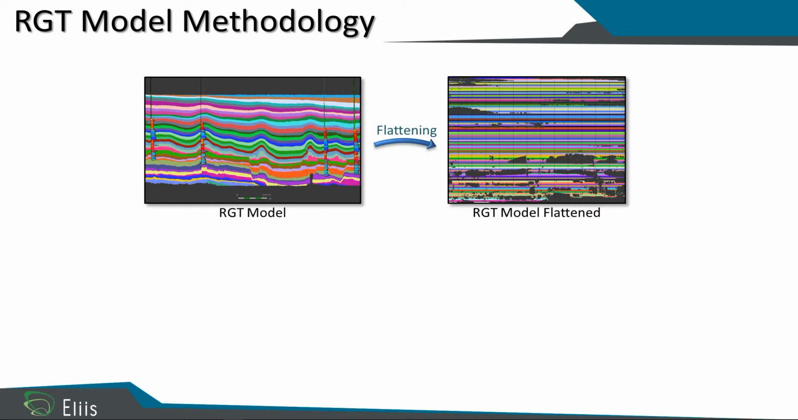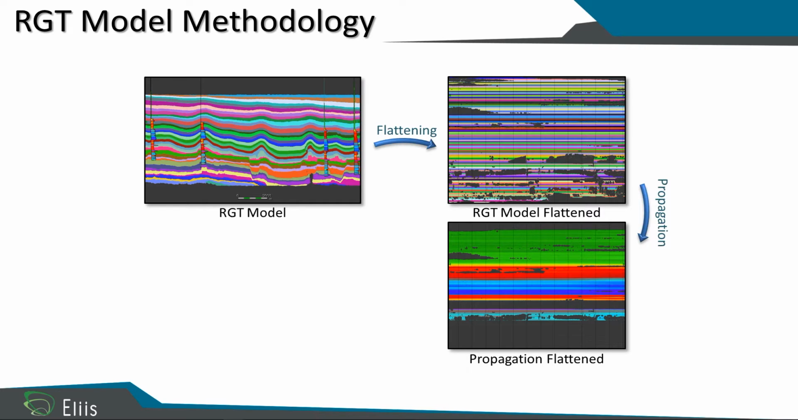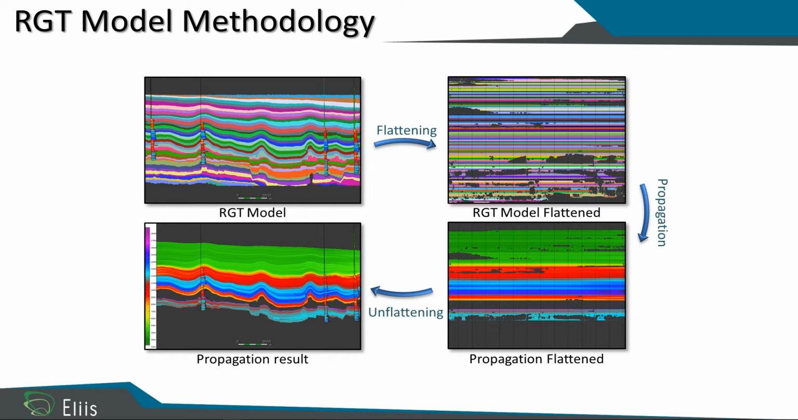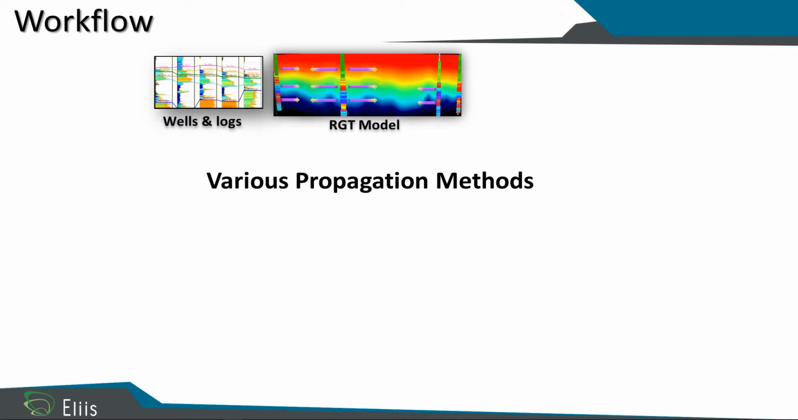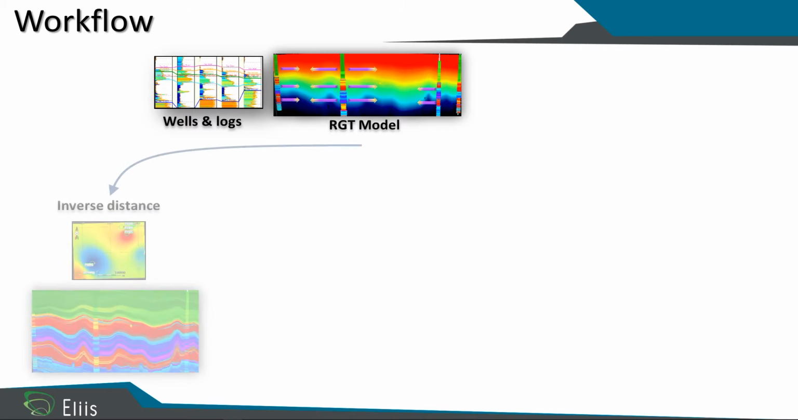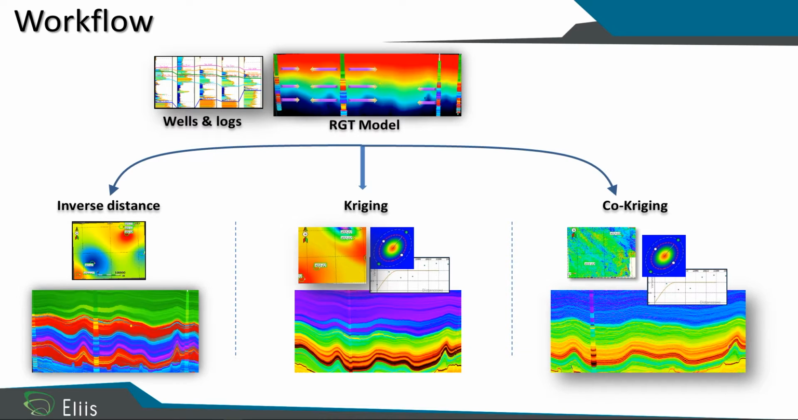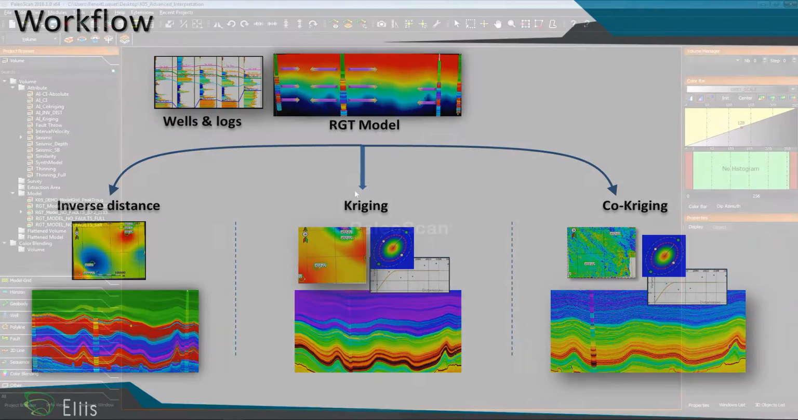This workflow is a three-step workflow. It starts with a relative geological time model. We just flatten this model and then propagate well-log data horizontally in the flattened space. We then unflatten this and get the final result. We use three methods in the PADOSCAN software. A simple one, which is the inverse distance interpolation, and two geostatistical interpolation methods, which are kriging and co-kriging.